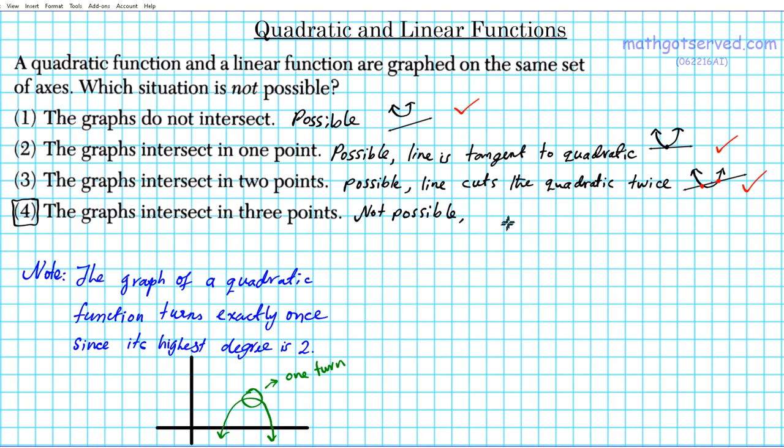In order for this to happen, the parabola has to turn twice. Let's call it the quadratic so that we're consistent here. The quadratic graph must turn twice for this to happen. But what do we know based on what we stated earlier? Graphs of quadratics turn at most once.